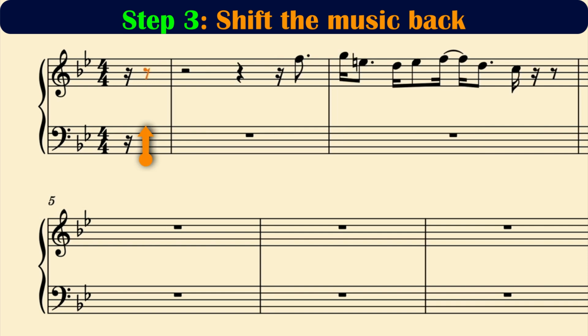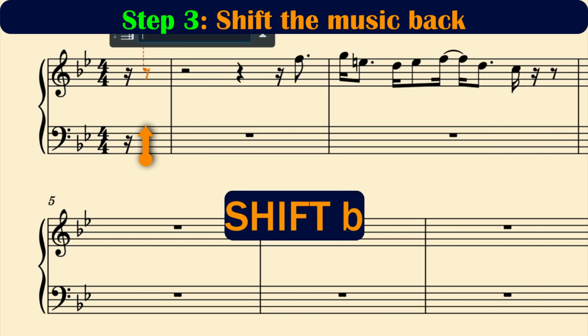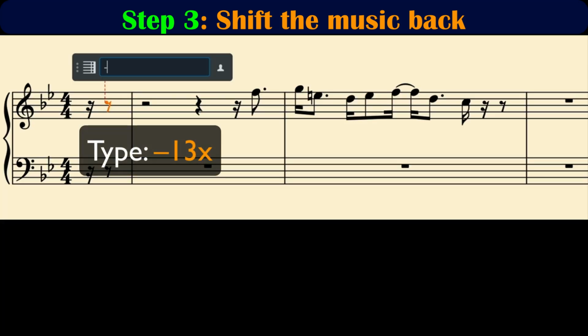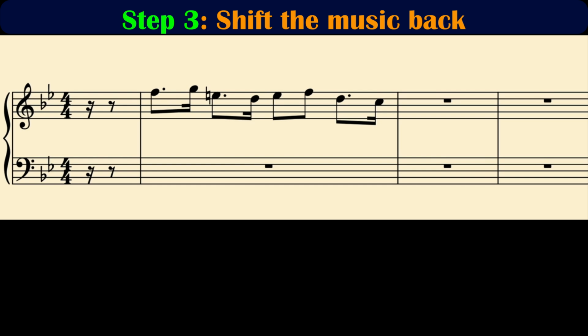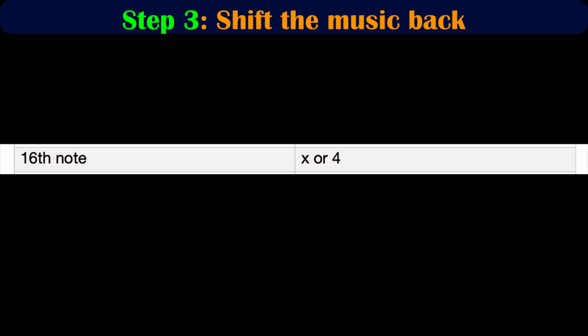Select the last note of the pickup measure and type Shift B. This opens the so-called bar popover. Now, type minus 13x followed by the Enter key. Now, everything looks the way we want it to. By the way, x stands for 16th note value.